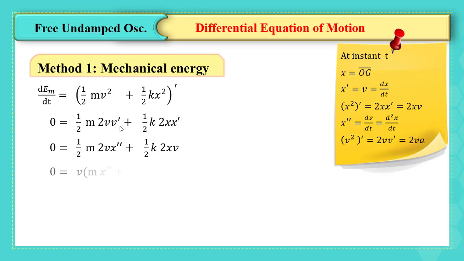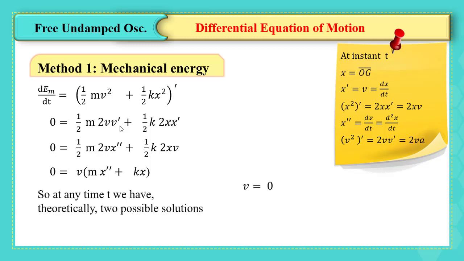Following the rules, we find that this equation becomes 0 equals half m 2v x double prime plus half k 2x v. Take v common, then we have 0 equals v times (m x double prime plus kx). This means in math that v equals 0 or m x double prime plus kx equals 0 at any time. And v equals 0 at any time means that there is no motion at all, and that is not the case that we studied. So the solution of this equation is m x double prime plus kx equals 0.